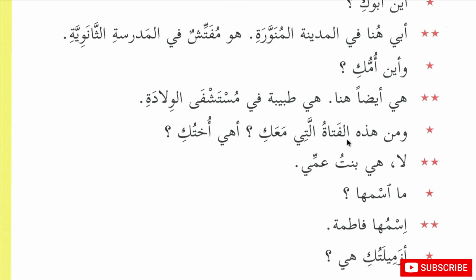ومن هذه الفتاة التي معك? And who is this al-fata? This is a young woman. Allati. So alladhi is the male one for that which, or the one who. Allati is for female singular. Ma'aki, with you. أهي أختك? Is she your sister? لا. No. هي بنت عمي. No, she's a daughter of my uncle. Uncle from the father's side. ما اسمها? What's her name? اسمها فاطمة.